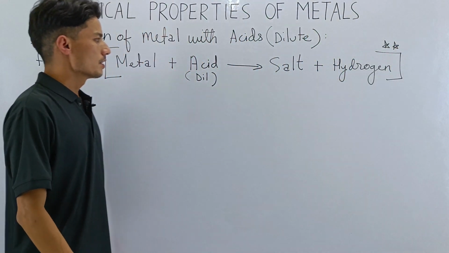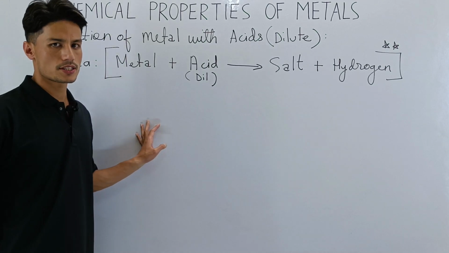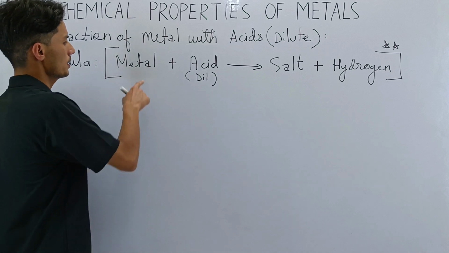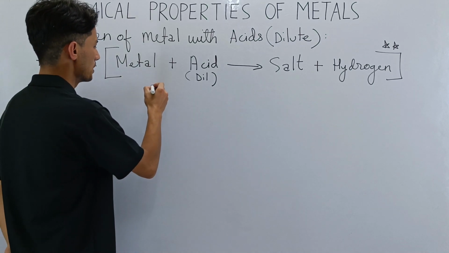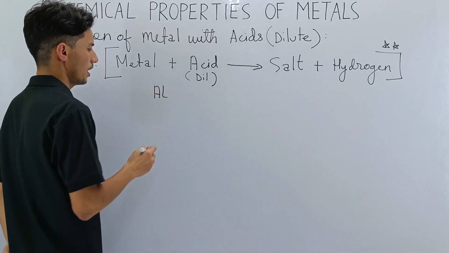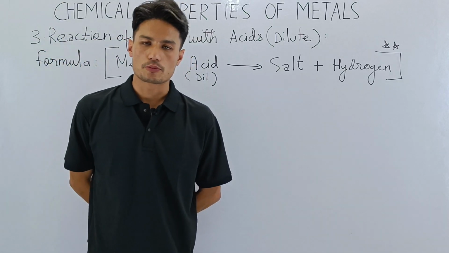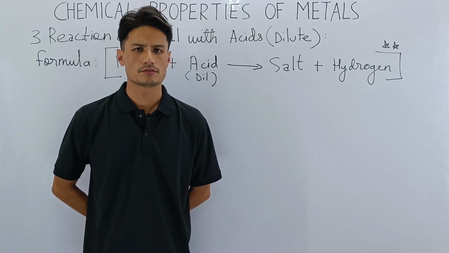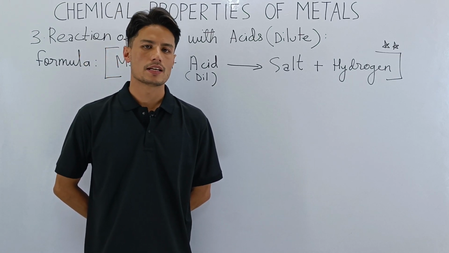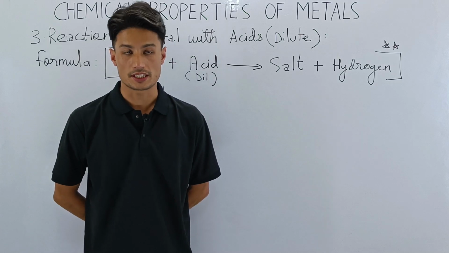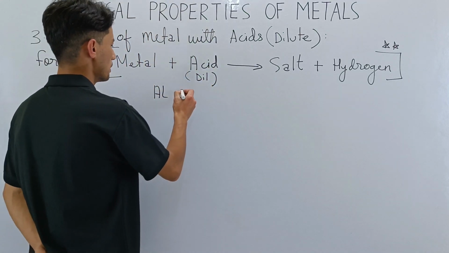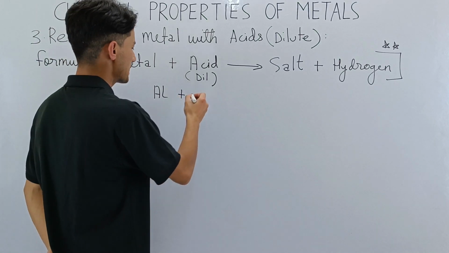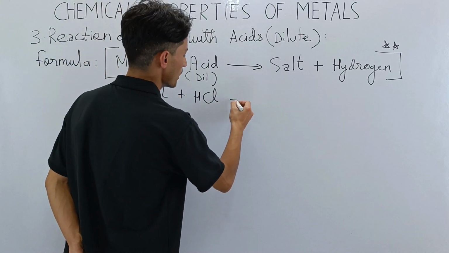Shall we discuss with some examples? Alright, so let's discuss with some examples. Let's write a metal. Let's take aluminium, Al. Does anybody know the atomic number of aluminium? Sodium, 11. Magnesium, 12. Aluminium, 13. So the metal is aluminium plus acid. Which acid should I use? I should be using HCl, hydrochloric acid.